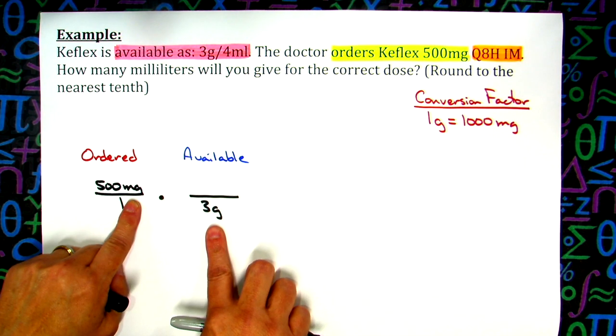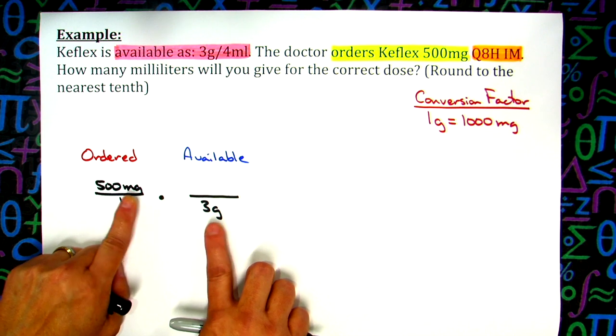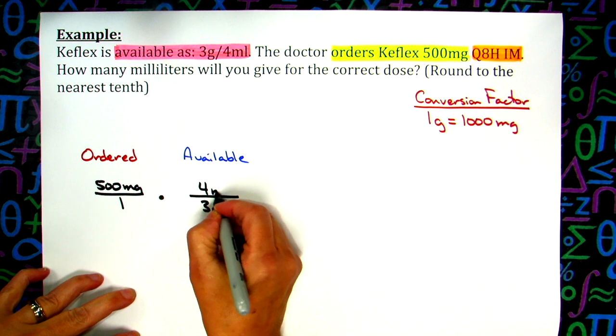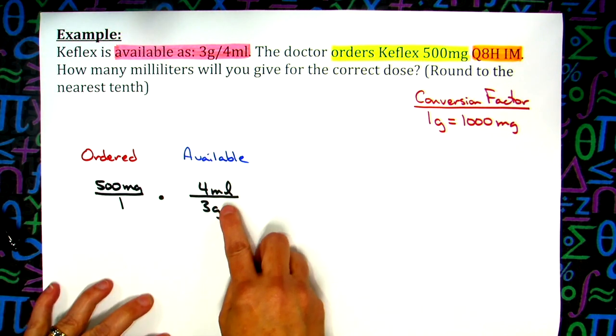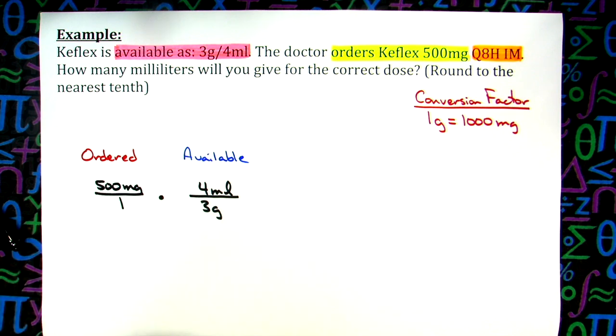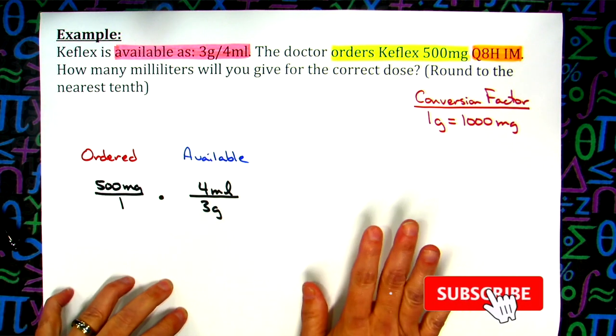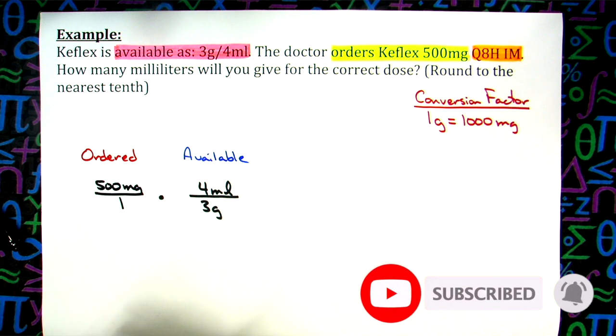Milligrams and grams are on the opposite location right now, so I will be able to cross both of those out eventually. And the 4 milliliters is going to go on the top. All right, now in the past, we've just been able to do what's ordered times what's available. These two labels cross out and you've got your answer. This one is a little bit more.